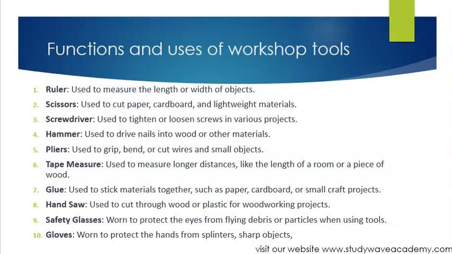Then we have the pliers. The pliers are used for gripping, bending, or cutting wires and small objects. Then the tape measure is used to measure long distances, like the length of a room or a piece of wood.